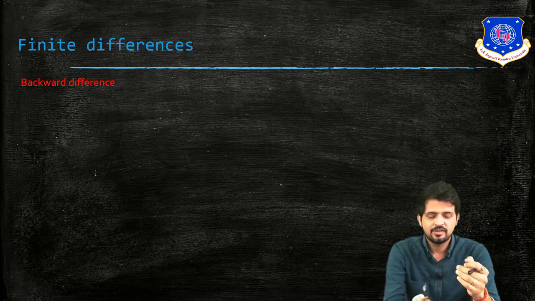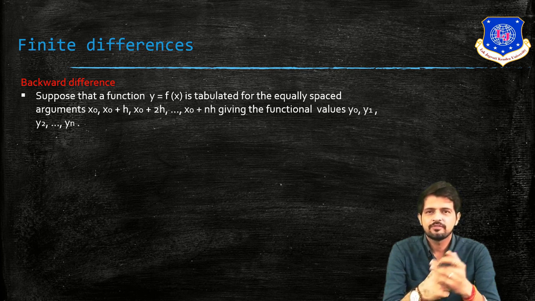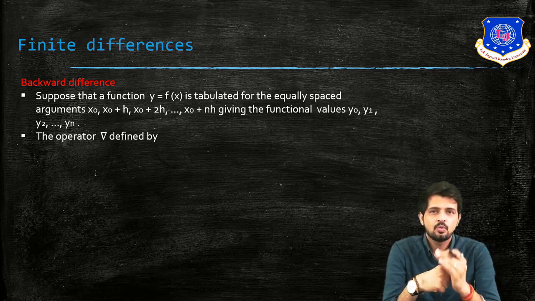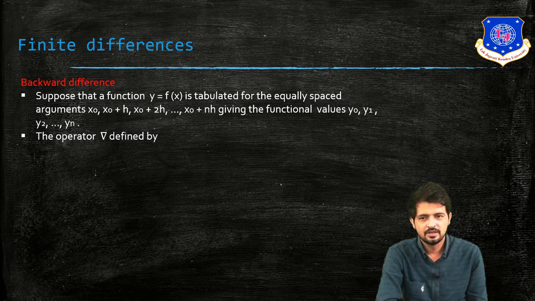See, the next type of difference is the backward difference. Again, we are considering the function values for different values of x, like x0, x1, x2, x3. We have different values of y, like y0, y1, y2, y3 and so on. And here we have to define one new operator that is known as nabla. Here the opposite of delta, the inverse delta, is known as nabla.